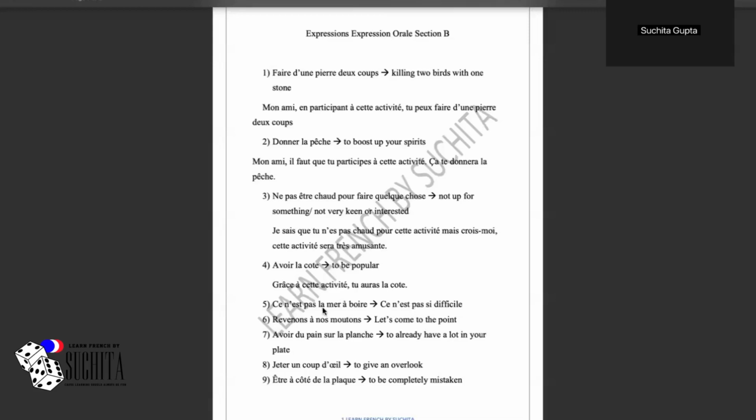Ah, ce n'est pas la mer à boire. Il y a beaucoup de gens, il y a de nombreux gens qui font cette activité tous les jours.